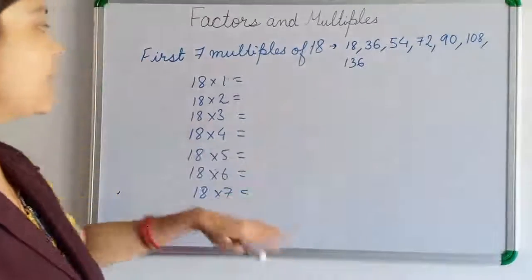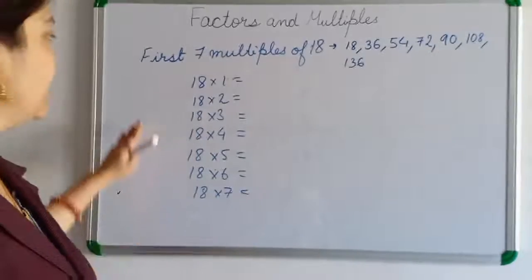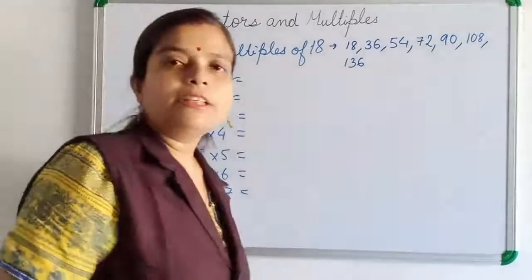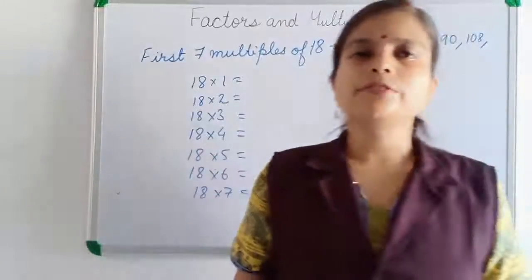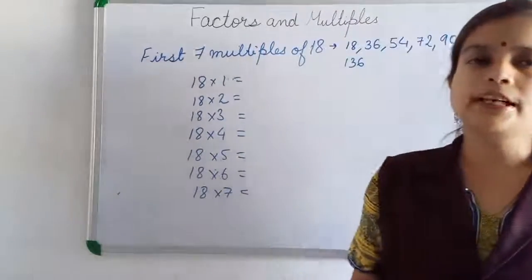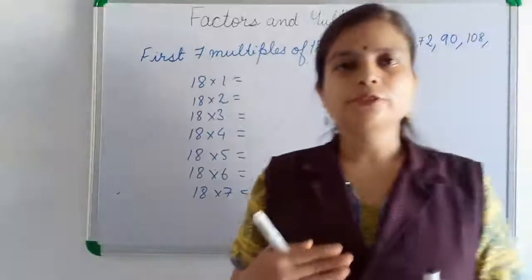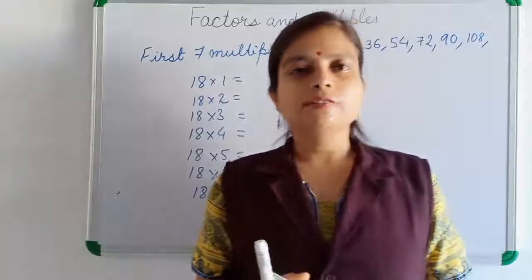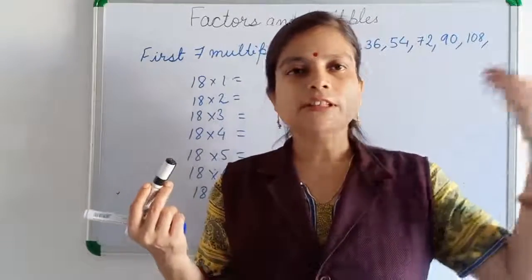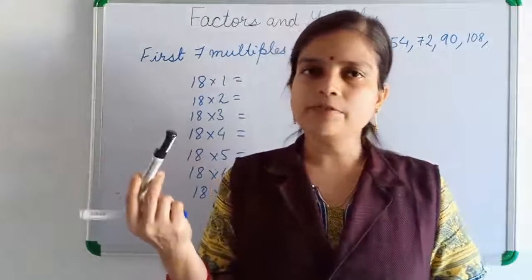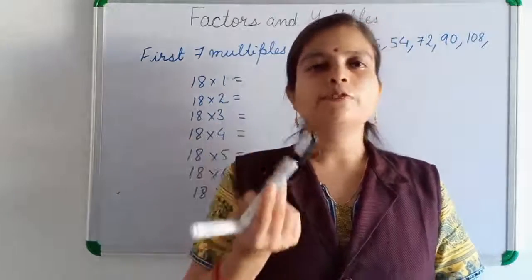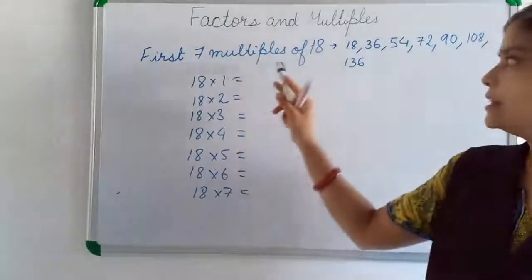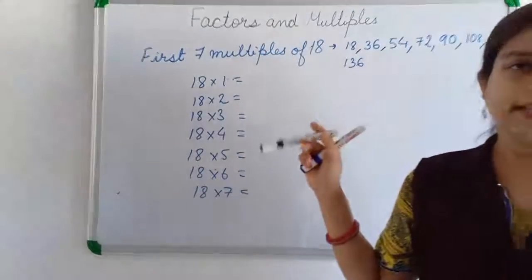So directly also you can write, otherwise you multiply in a rough and then you can write the first 7 multiples of 18. So whenever it will ask, you have to write the multiple of this number. What you will do? You will start multiplying it by 1, 2, 3, 4 and so on. If it is asked first 5 multiples, you will start from 1 till 5. First you will multiply with 1, then 2, then 3, then 4, then 5. And here it is given 7, so we have multiplied till 7. So these are the first 7 multiples of 18.